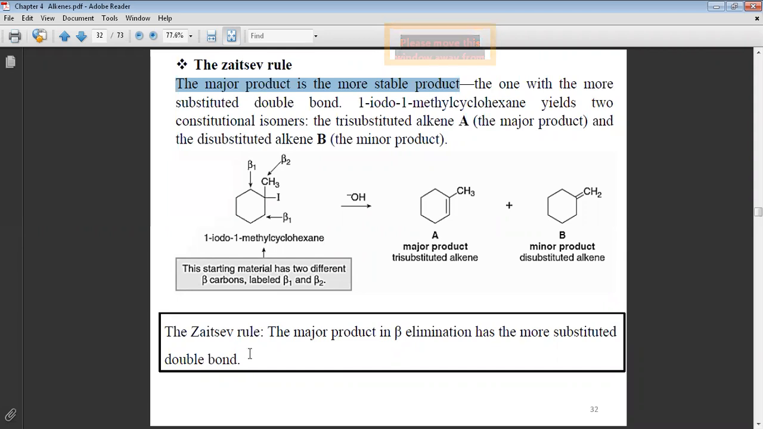Now here, the major product again, and beta elimination. Why do we say beta elimination? Because the elimination happens on the alpha and beta carbon, so it is called beta elimination. Some books write 1,2-elimination, but here it is beta elimination, which gives the more substituted double bond.